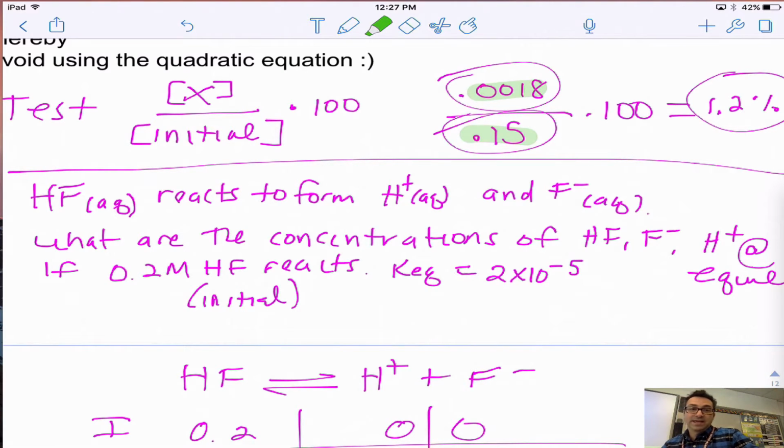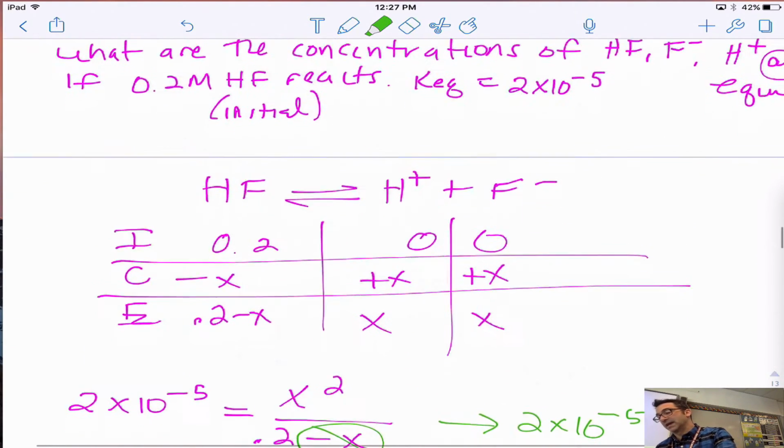In which we have HF reacting to form H plus and F minus. And I ask you what the concentrations of HF, F minus, and H plus are at equilibrium, given that you have 0.2 molar HF reacting. And I give you the KEQ for this. And so we set up our ICE table again.